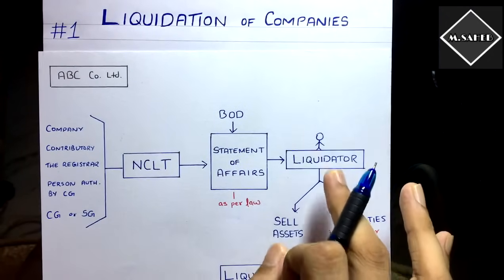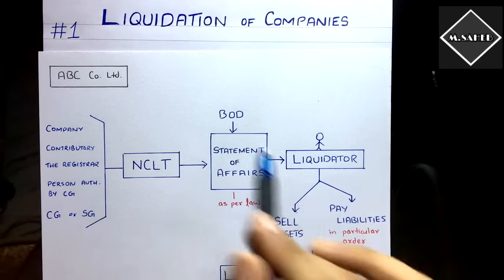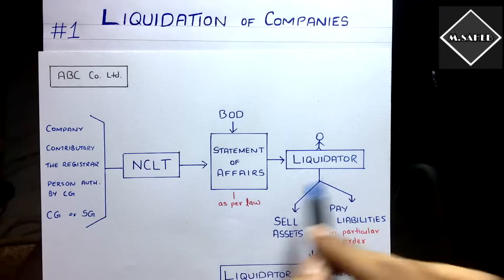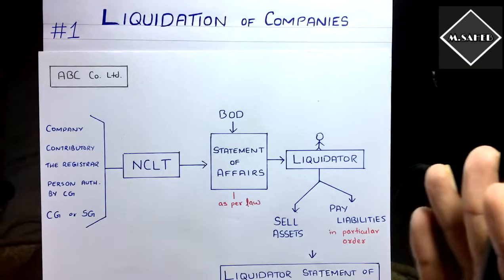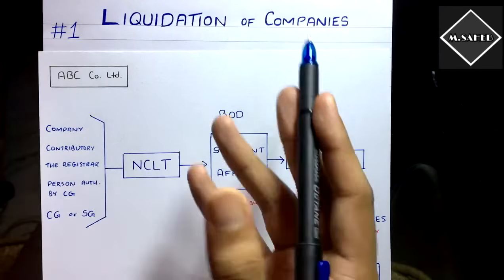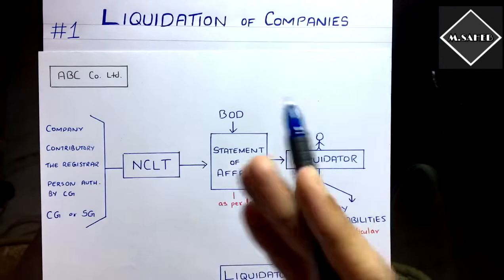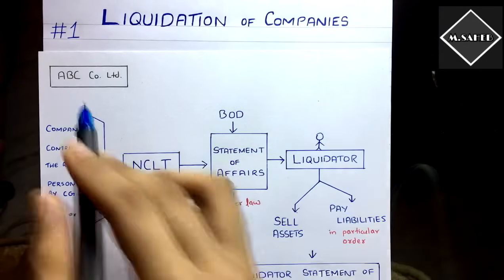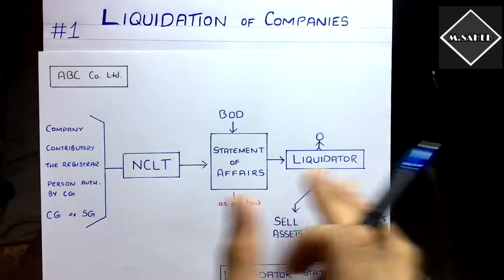But since the liquidator is a third party, right? He's not a member or any inside person of the company. He's an outside person. He doesn't know anything about this ABC Company Limited. He doesn't have any idea what is going on with this company, what are its assets, what are its liabilities, how much this company owes to its lenders, nothing. He doesn't know what the papers of the assets are, where the assets are, or what the realizable value of the assets is.